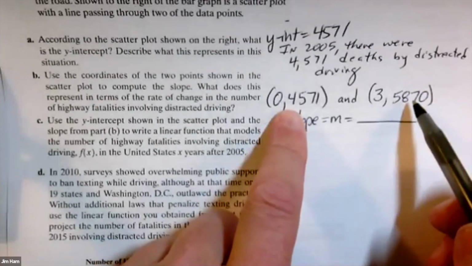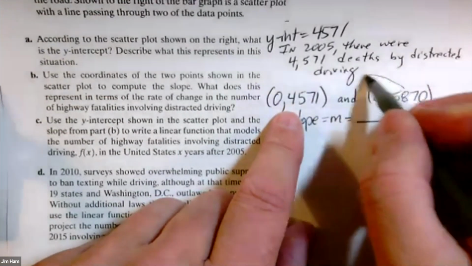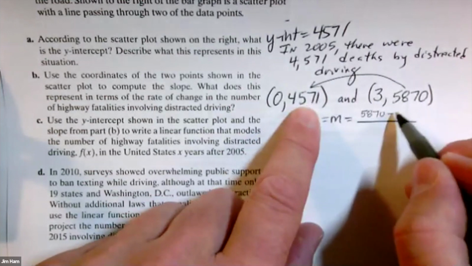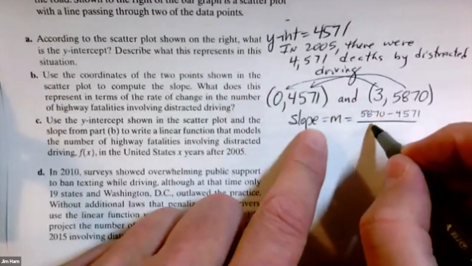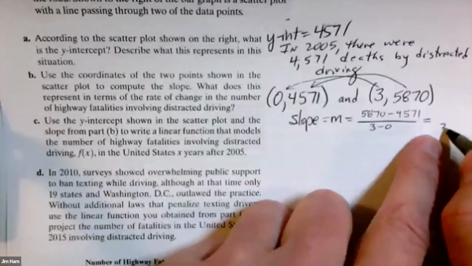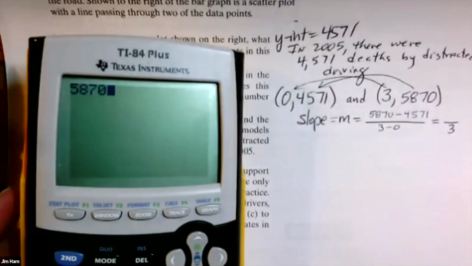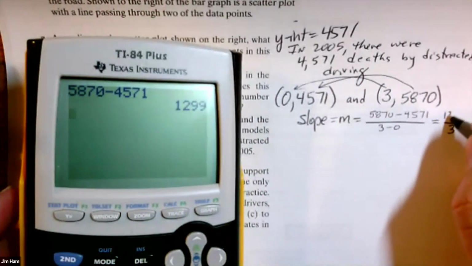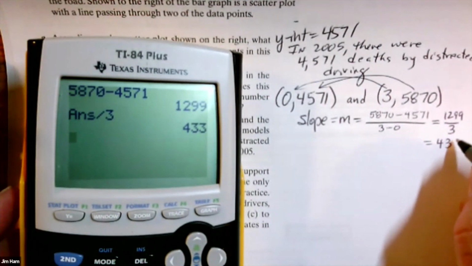We have our 2 points. You know, the coordinates are much larger than we're used to in our earlier problems, but we have to subtract the Y coordinates and put it on top. So I'll take this and then subtract this. And then on the bottom, I'm going to subtract in the same direction, the X coordinates, 3 minus 0. So on the bottom, we have 3, and on the top, 5870 minus 4571 is 1299. And then if we divide that by 3, there's where that 433 is coming from.